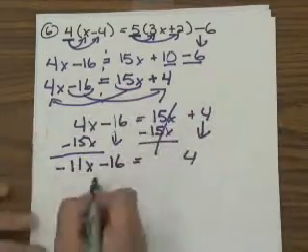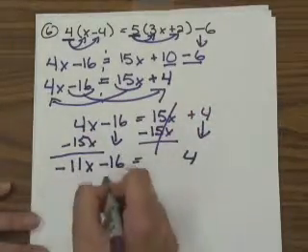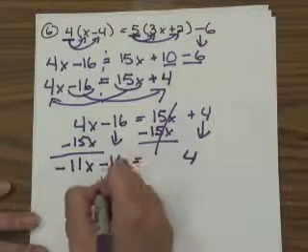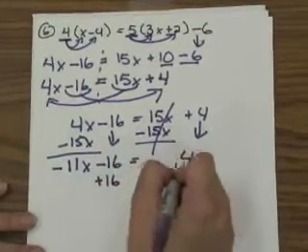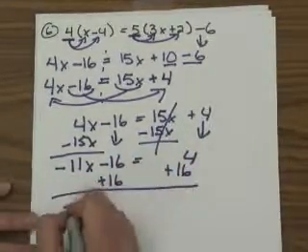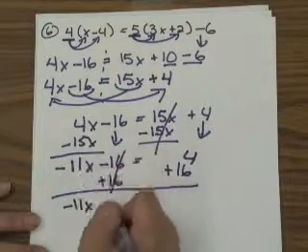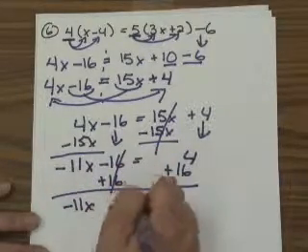Since I have my variables on the left, now I want to get my numbers on the right. Since 16 is negative, I'm going to add it to both sides. So I have negative 11x, 11x cancels, equals a positive 20.